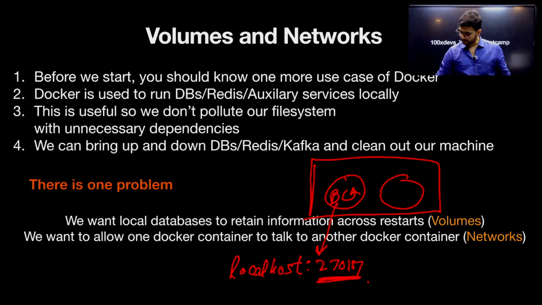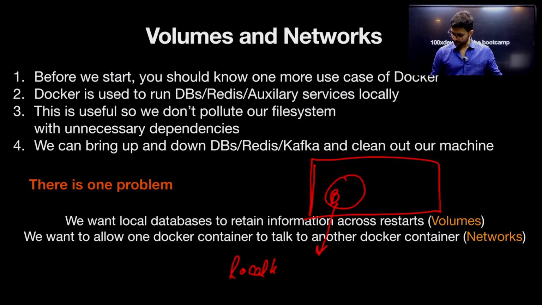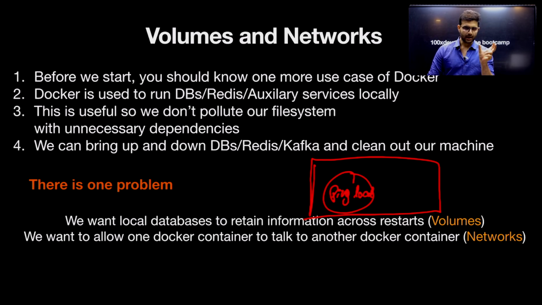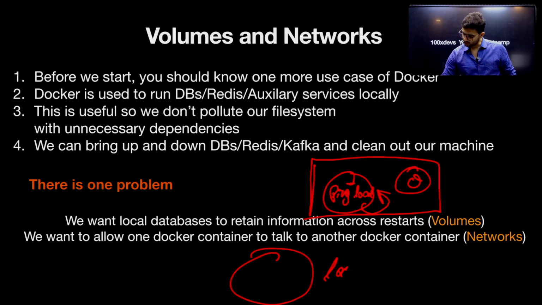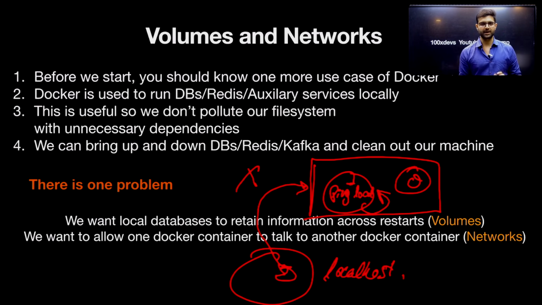If I run ping localhost here, if I was able to run ping localhost here, this would tell me I'm still pointing to 127.0.0.1, but for this machine it means this specific container. For this machine it means this guy. Every container has its own network, which means inside every container, localhost means the same container and not the parent machine. The parent machine has its own network. Each container has its own network.